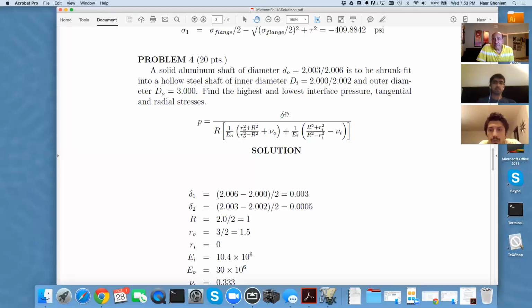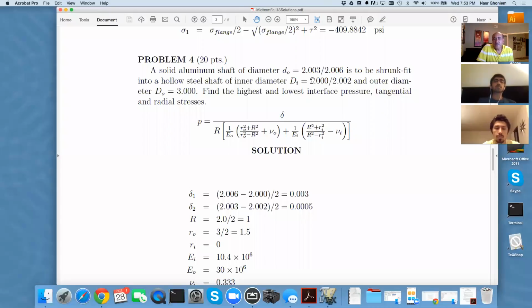So if I have delta and the elastic moduli of the two shafts and the radii, it's pretty straightforward. I can find the pressure. Once I have the pressure, then I can treat the inner shaft as a cylinder under compression, under external pressure, and the outer shaft as a cylinder under internal pressure. But the problem is that I don't know exactly delta, so I have to figure it out.